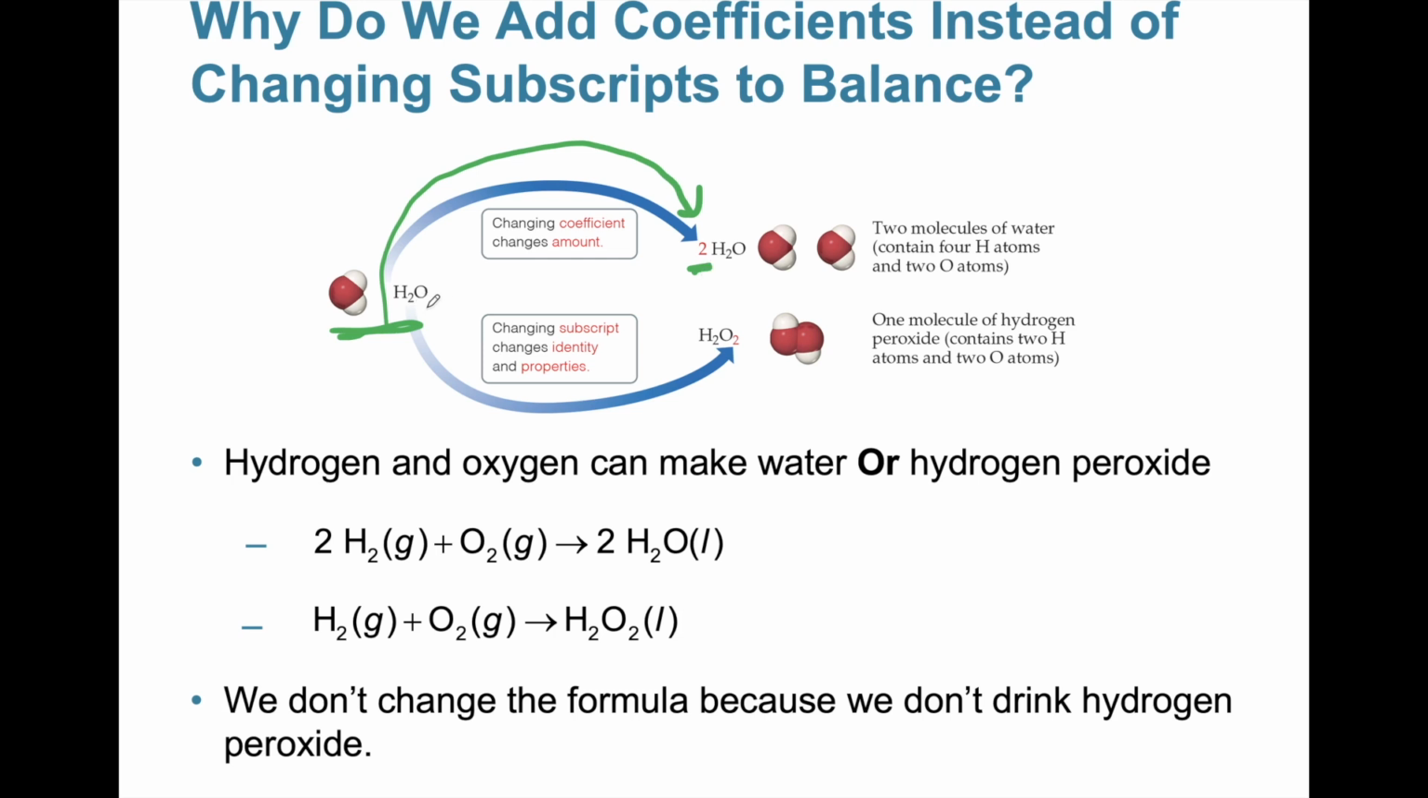You could put the 2 over here, behind the oxygen as a subscript, but doing that changes the molecule to hydrogen peroxide, which you drink that and you die. So don't do that, right? We definitely need to make sure that we're only changing the coefficients and not changing the formula.